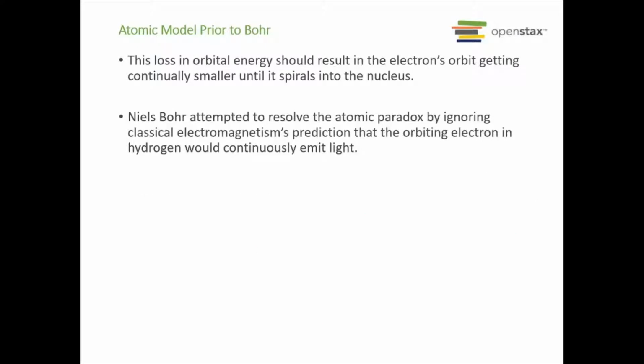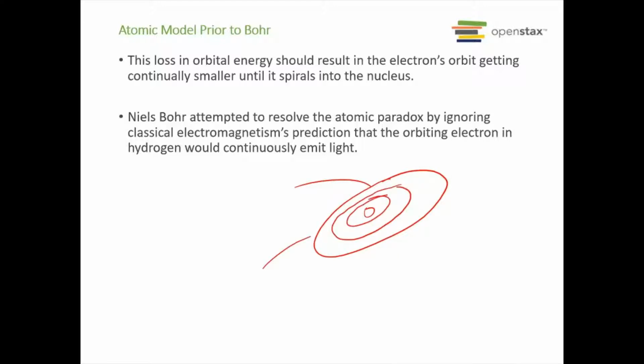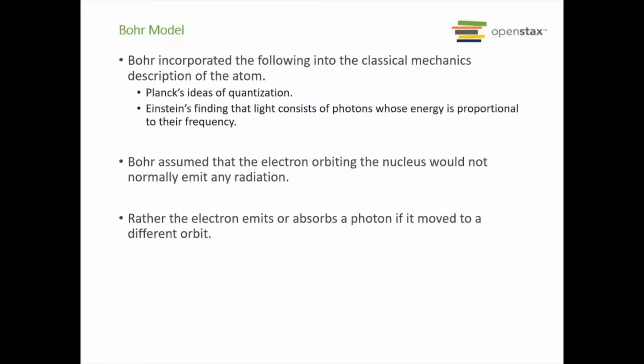If it's giving off energy, then its orbit should be getting smaller and smaller because that energy is coming off. So it's going to start moving slower until eventually it spirals into the nucleus. But again, this isn't happening. So Bohr tried to resolve this by ignoring all these different predictions and saying, you know what, the hydrogen atom is not going to continuously emit light. And I want to stress, we are right now only focusing on the hydrogen atom.